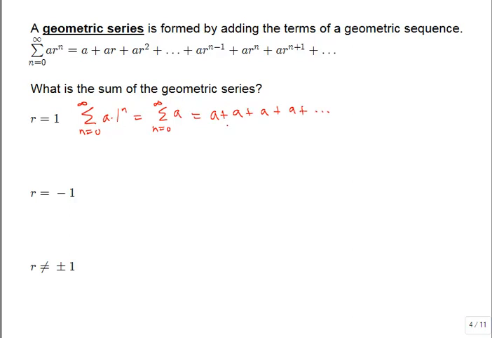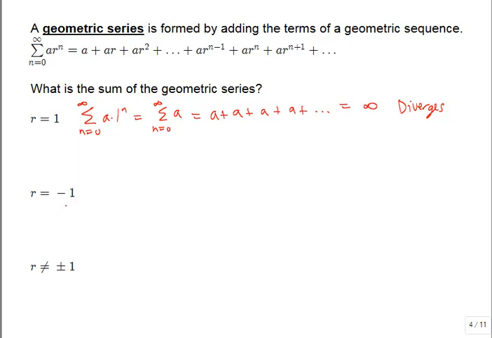So if you take a plus a plus a plus a plus a, that's not going to converge because you're adding the same number an infinite number of times. So this is actually going to be an infinite sum, which means it diverges. So a geometric series will diverge if your common ratio r is 1.